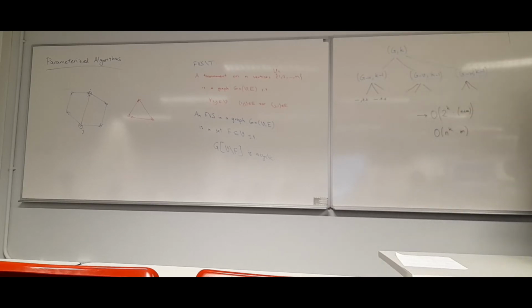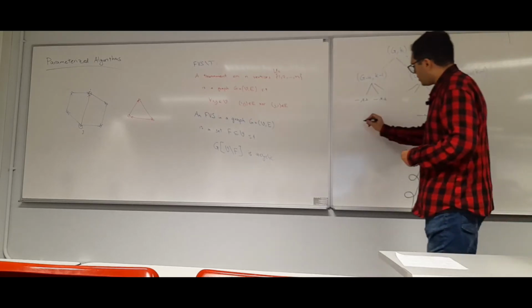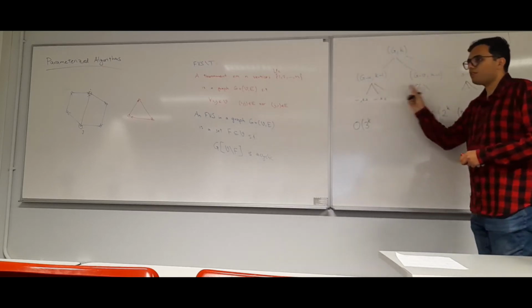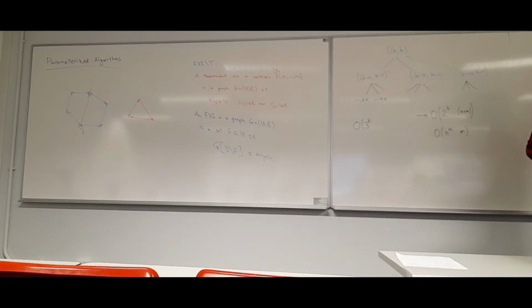So now I can again do the same analysis that I was doing for vertex cover. I can say that the depth of this graph is K, because as I'm going down, every level that I'm going down, the value of K is decreasing. So the number of nodes is going to be 3 to the power of K, because my branching factor is 3. But how much time do I spend at every node?